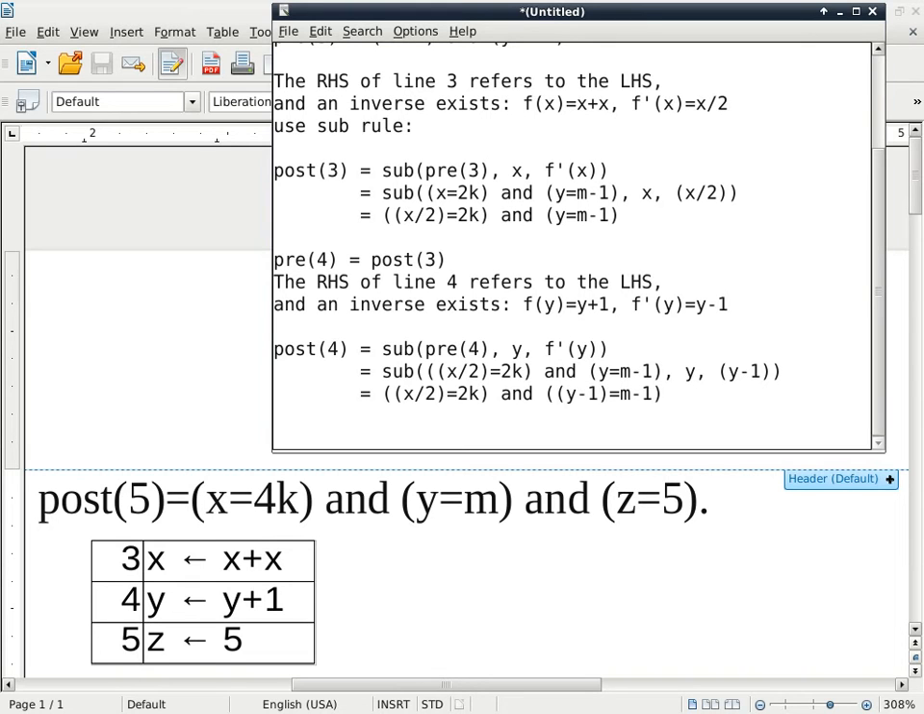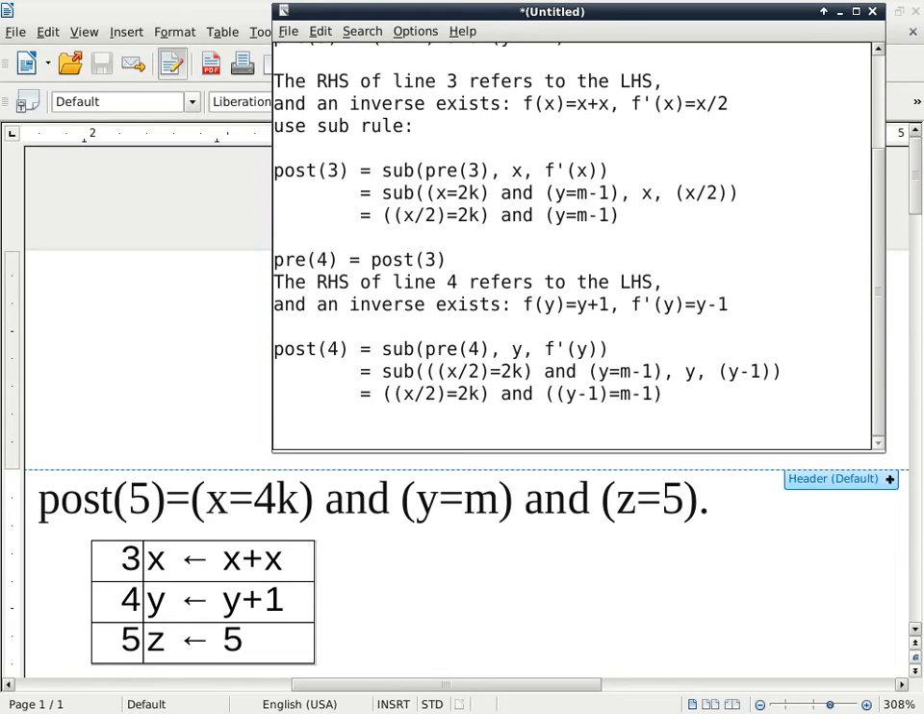Is it mechanical at this point? The only part that is not mechanical is to figure out the inverse functions. But the inverse functions in this case, on both line 3 and line 4, I would say they don't really need a lot of effort. I hope that is true.